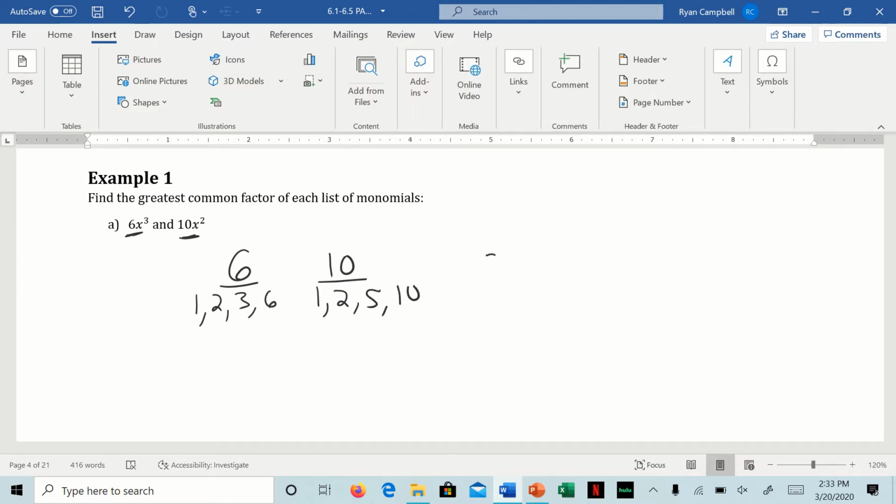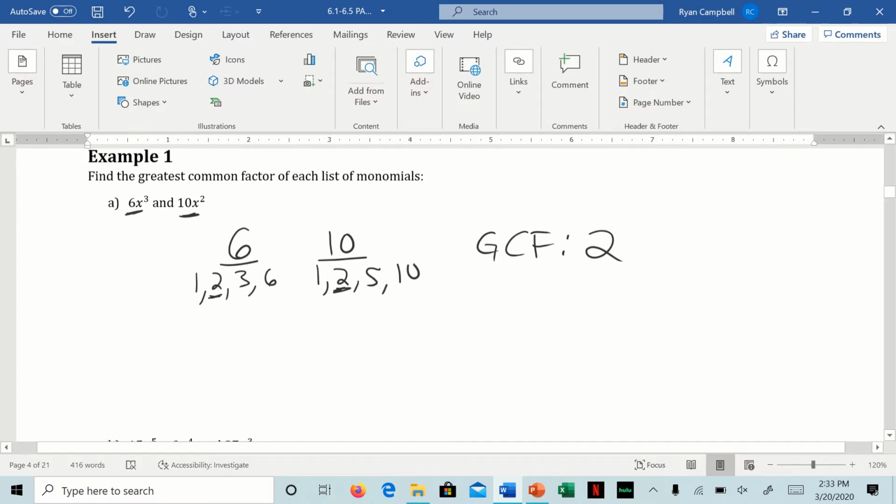So the greatest common factor of these numbers is just going to be 2, right? 2 is the biggest of the common factors. All right, next we got x cubed and x squared, right? So these are the two variables. X is the variable, right?